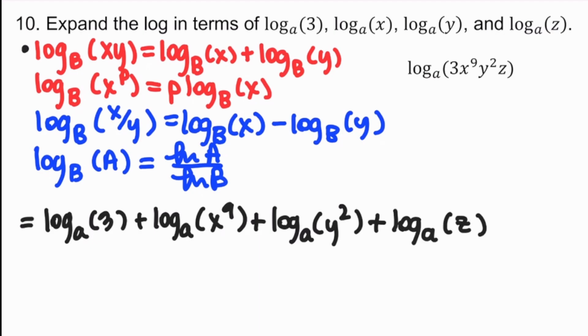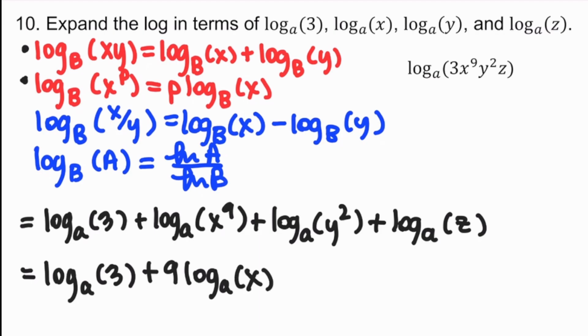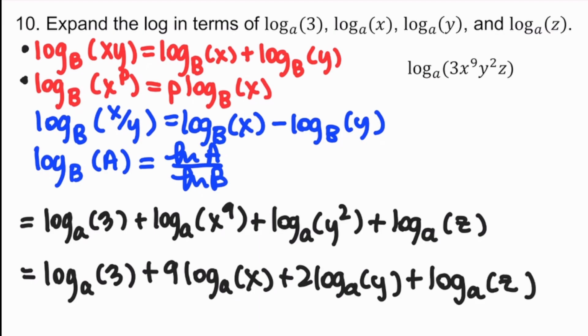And we want this just in terms of log base a of x and log base a of y, and not x to the 9 and y to the 2. So then we're going to use that second property to swing those numbers around to the front. Let's say that's log base a of 3 plus 9 times the log base a of x plus 2 times the log base a of y, and then just plus 1 times the log base a of z. And that's how we would expand this in terms of those logs.